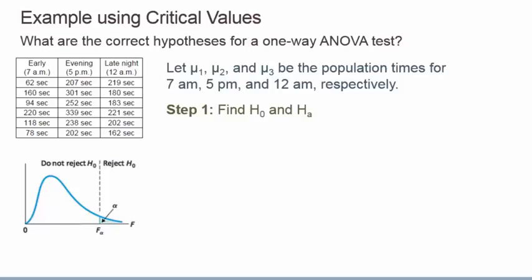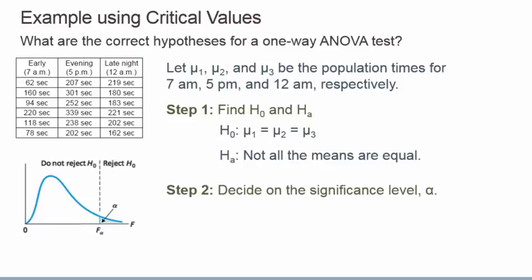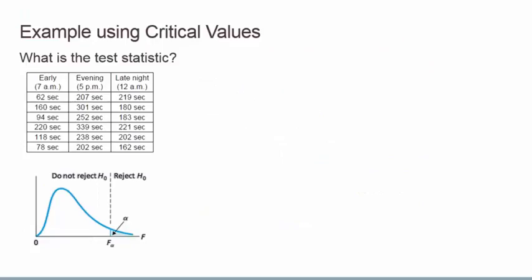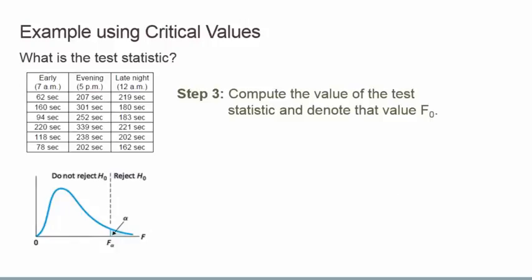For a one-way ANOVA test, our null says the means are equal. H sub 0 is mu sub 1 equals mu sub 2 equals mu sub 3, and H sub a, not all the means are equal. Step 2, decide on the significance level alpha. Alpha is 0.05. What is the test statistic? Step 3, compute the value of the test statistic and denote the value F sub 0.